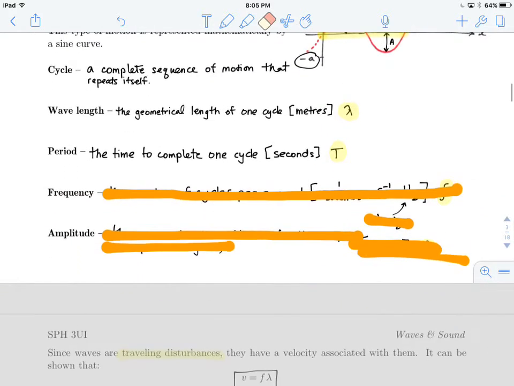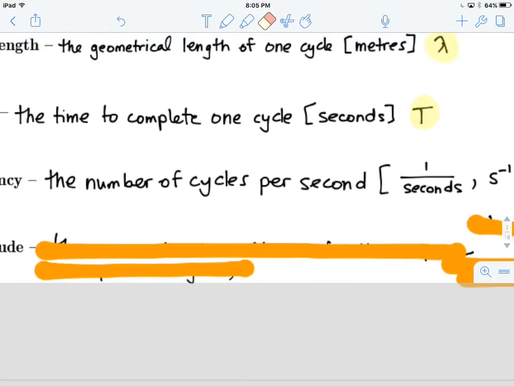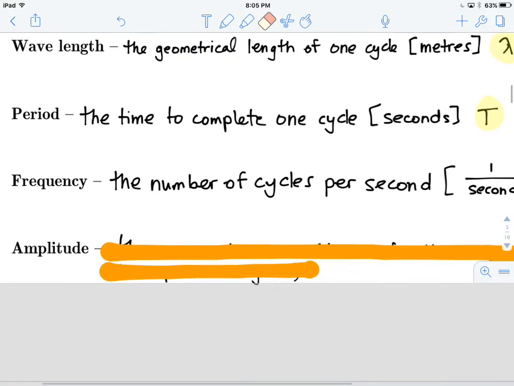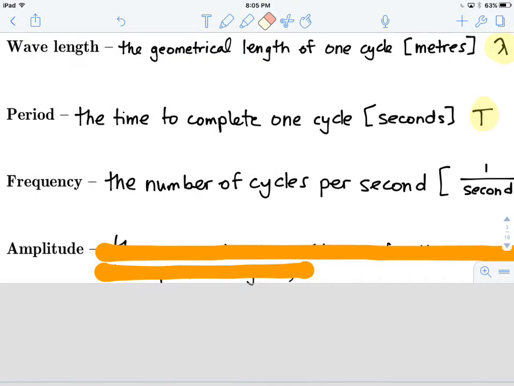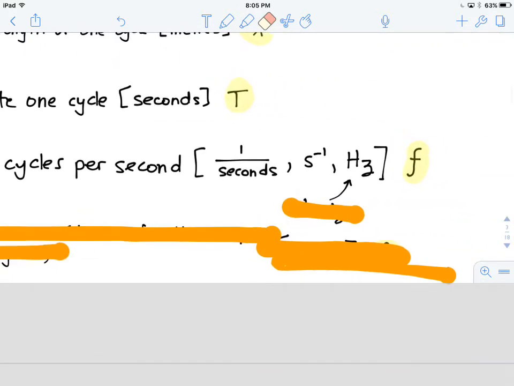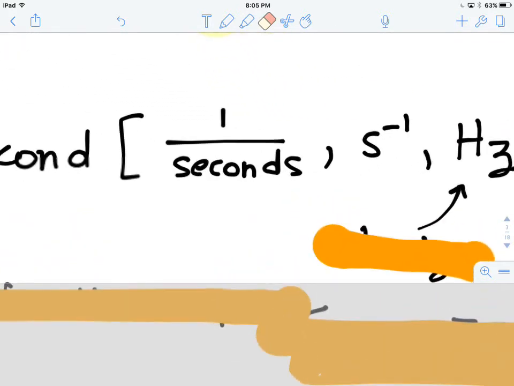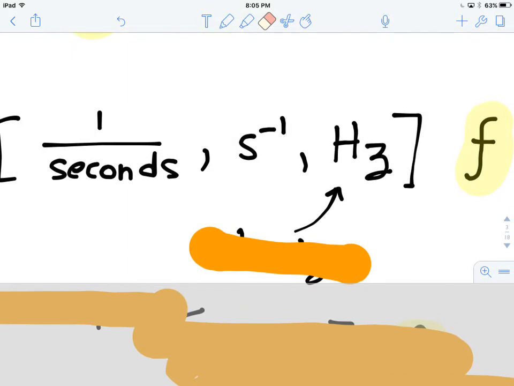All right, the frequency is the number of cycles per second. It is the inverse of the period. Period is the time to complete one cycle. Frequency carries the units 1/seconds because it's cycles per second. Cycles isn't a unit, so we just say 1/seconds. We could also say seconds to the -1.